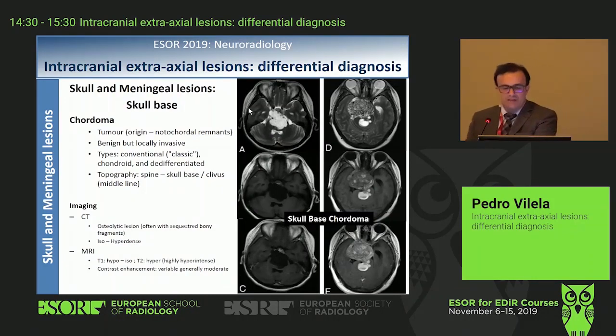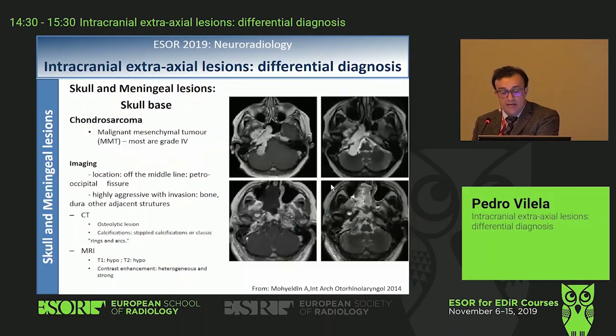What actually makes the diagnosis is that they are very, very hyperintense on T2 weighted images. The rest of the findings are not very specific. They are low signal on T1. They can have areas that enhance with contrast. So typically, if you see a lesion that is very, very hyperintense on the T2, you are going to make the diagnosis.